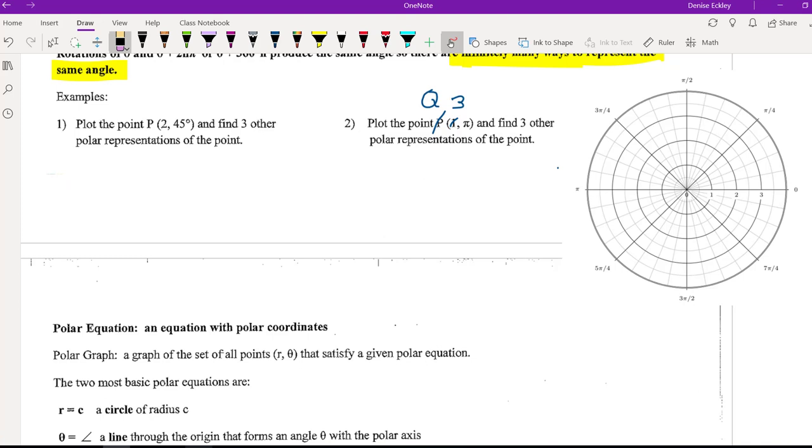So let's try this. So (2, 45°). So I go out to 2. I go up to 45. That's going to be right there. That's my point P. So now I've got to come up with 3 other points for it.